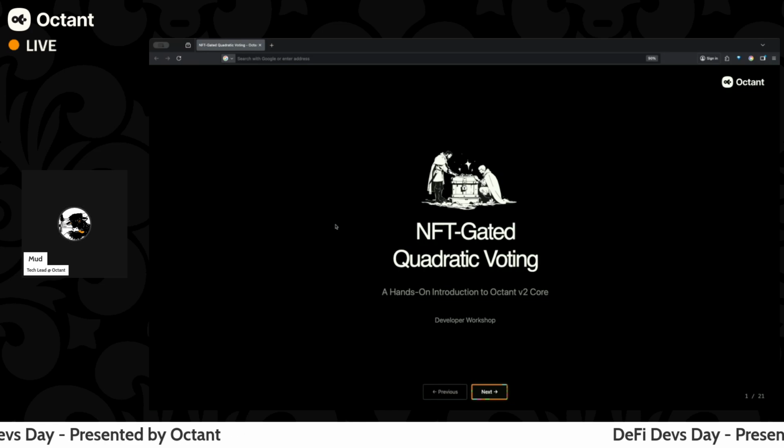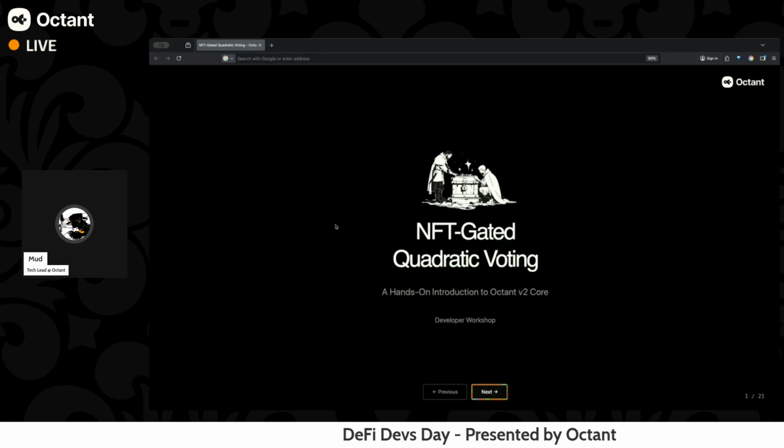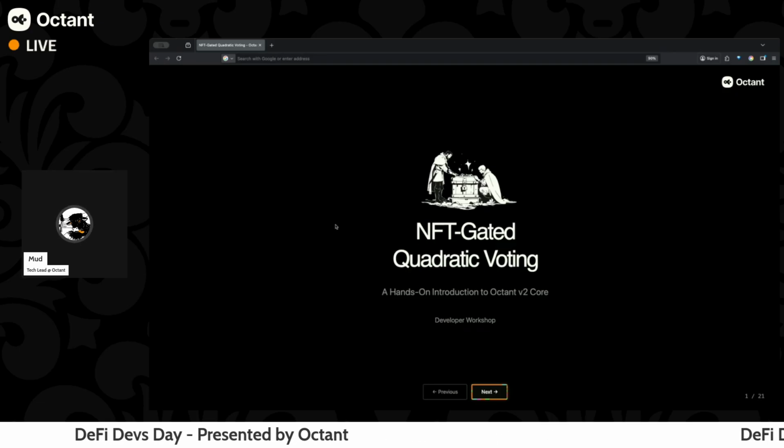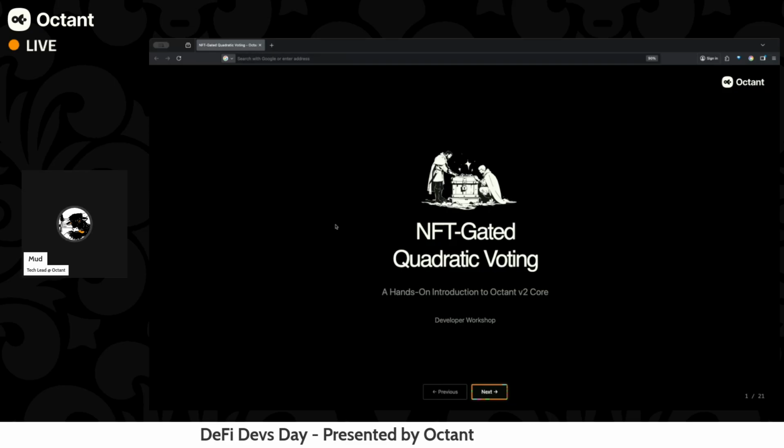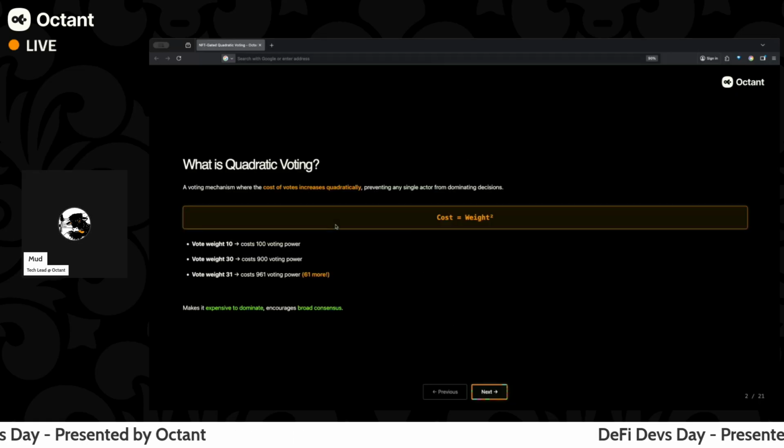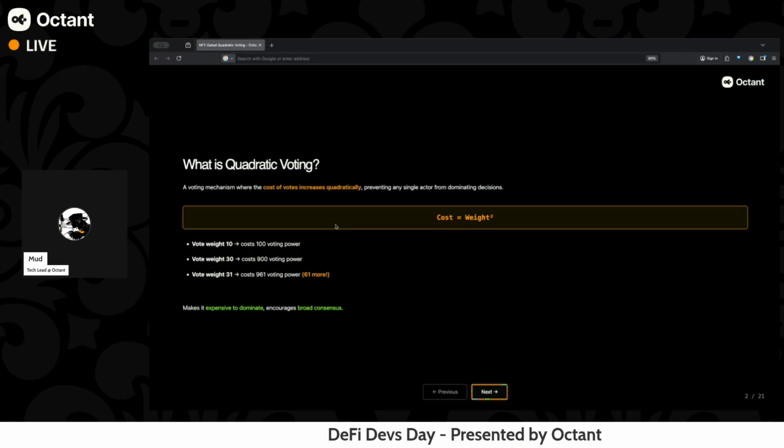So you can have really sophisticated mechanisms to decide how you give away the funds that you generate. And one of them that I think will be popular is NFT-gated voting. So I figured I would show how that works in our system. As you have seen by now, there's a little bit of magic in all of the Octant branding, and we want to bring that into the development experience as well.